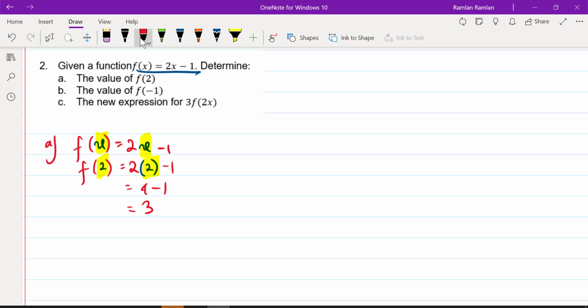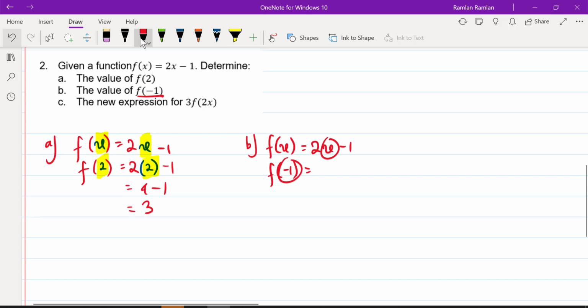Okay, so question B. It's the same thing, right? So we have f of x is equal to 2x minus 1. We're still using the same function because we're still on question number 2, and then it said the value of f of negative 1. So remember that you only need to substitute this x by negative 1. That's it. So that'll be 2 in bracket negative 1 and then minus 1. So 2 times negative 1 is negative 2, and then minus 1, and it'll be just equal to negative 3.